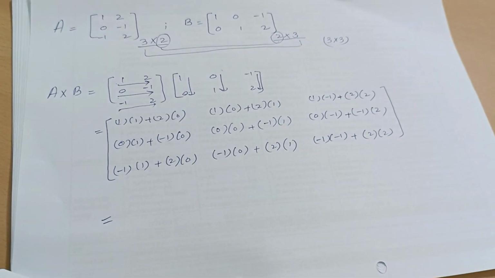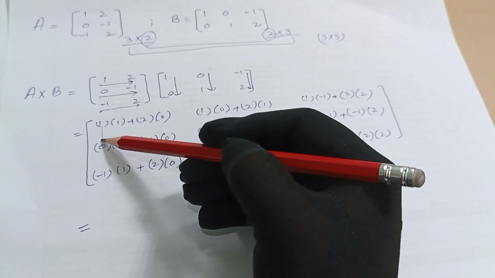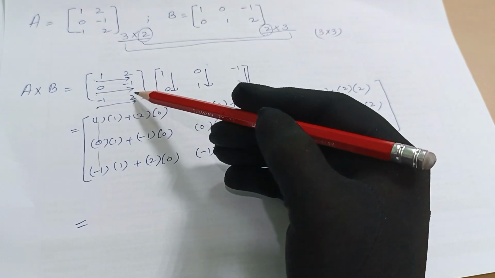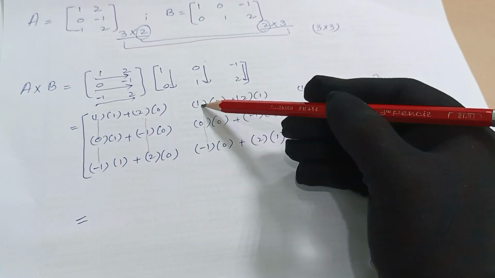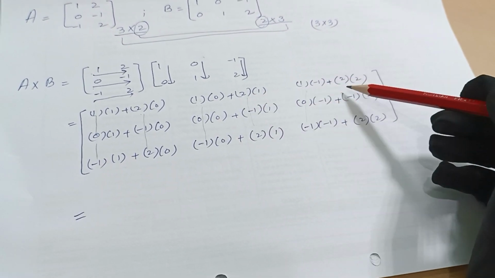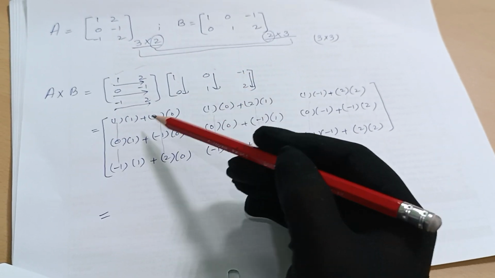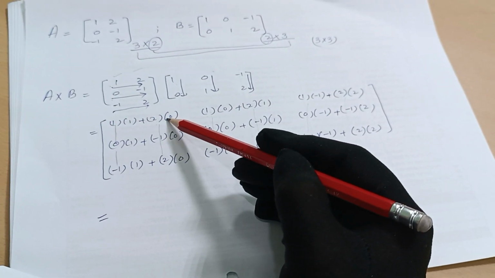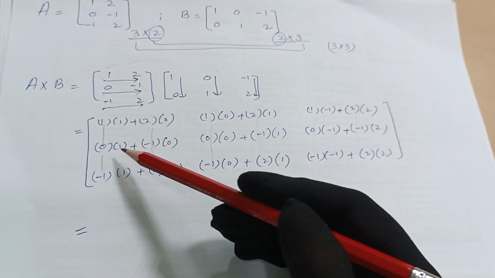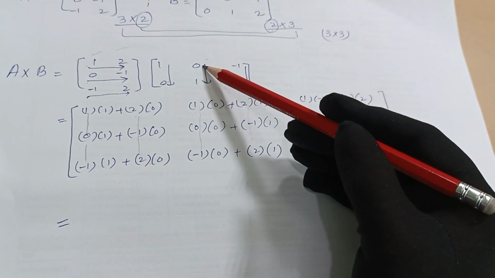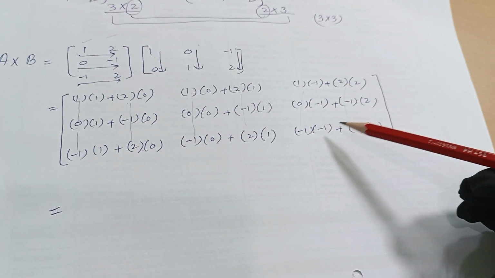Now I always recommend doing the checking. Checking means 1 0 minus 1, these elements should be the same. 2 minus 1 2, 2 minus 1 2, these elements should be the same. 1 minus 1 0, 1 0 minus 1, first column, second column of the first matrix. And now 1 0, 1 0, 1 0, first column. Now 0 1, 0 1, 0 1. Now the third one, minus 1 2, minus 1 2, minus 1 2.